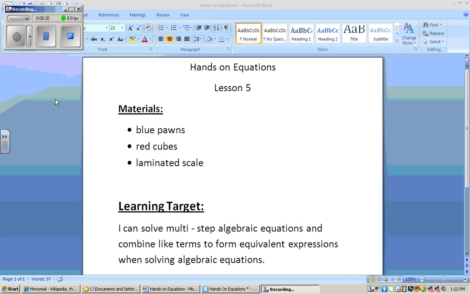Here we go. We're going to start today with our learning target. Your learning target today is: I can solve multi-step algebraic equations and combine like terms to form equivalent expressions when solving algebraic equations. So we're talking about like terms today and solving your algebra problems. And the terms that we're talking about are our variables. So it's x here.